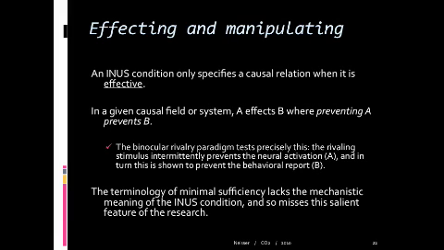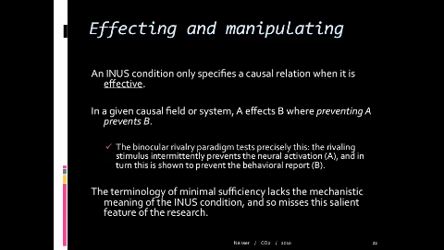Mackey, in fact, buttressed his analysis by adding that the INUS condition picks out a cause, and not a mere correlate, only insofar as it identifies an effective relation, or one in which A fixes B, or produces B, etc. Roughly, A effects B when preventing A prevents B. Logothetis' binocular rivalry paradigm is an ingenious way of testing precisely this. The rivaling stimulus intermittently prevents the neural activation, A, and in turn this is shown to prevent the behavioral report.